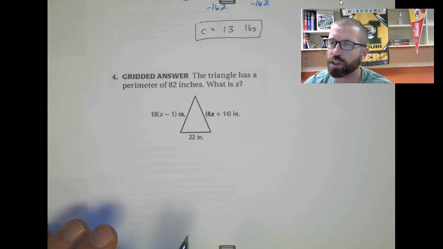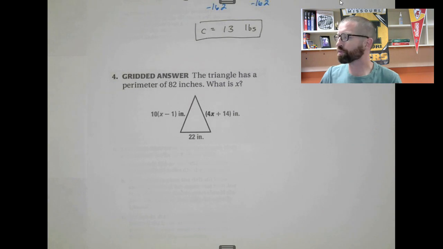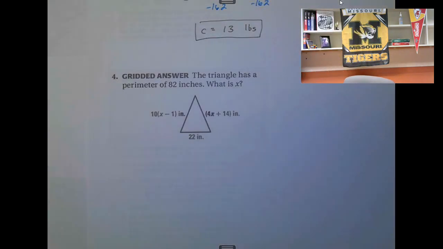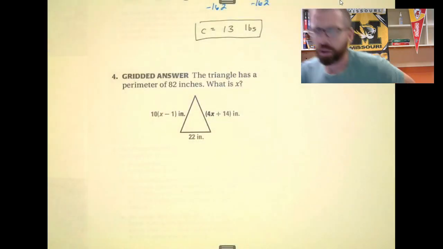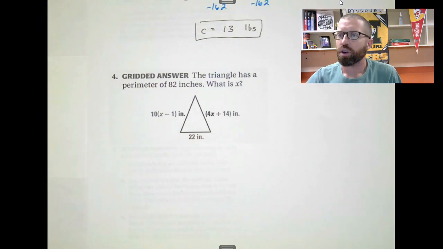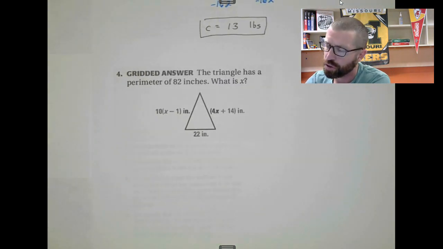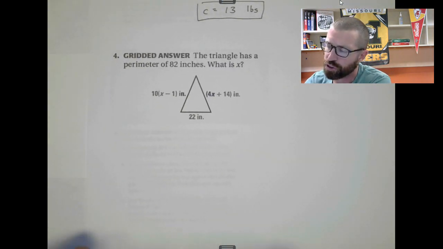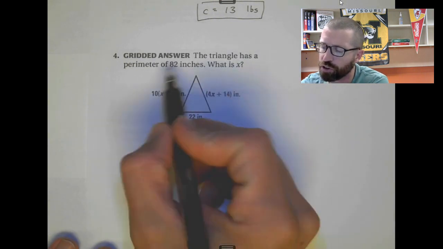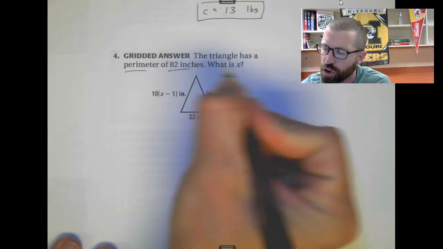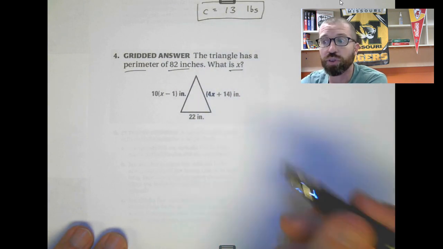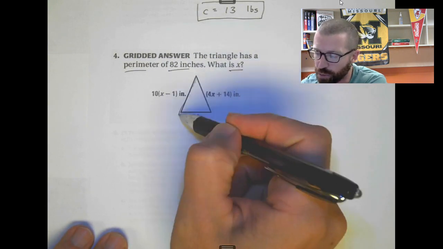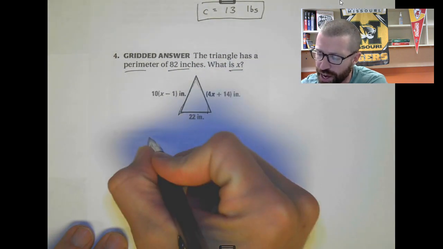Okay, pause the video and look at number 4. Okay, this one is asking for the value of x. So it says the triangle has a perimeter of 82 inches. What is x? So 82 inches for the perimeter. So to find perimeter, you add up all the sides. So let's add up all the sides.